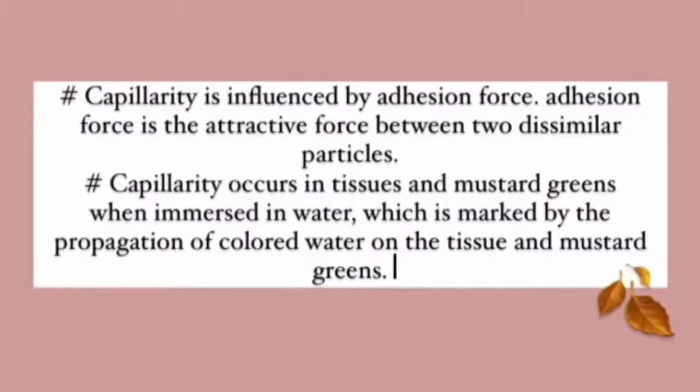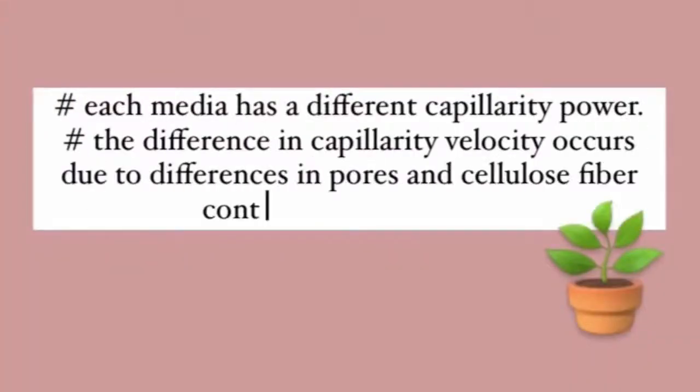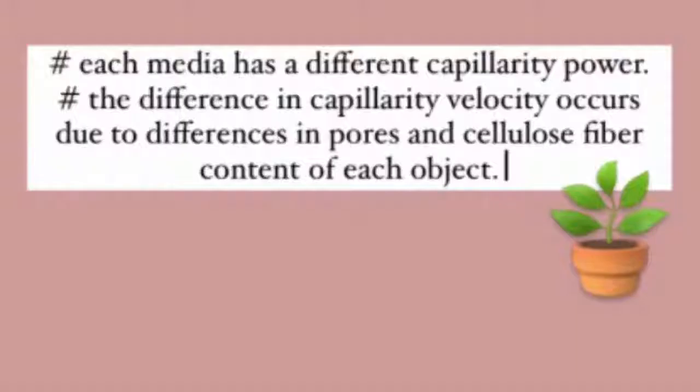Capillarity occurs in tissues and mustard grains when immersed in water, which is marked by propagation of colored water on the tissues and mustard grains. Each medium has a different capillarity power. The difference in capillary velocity occurs due to the difference in porosity and cellulose fiber content of each object.